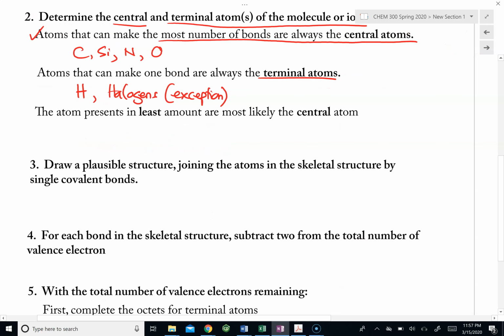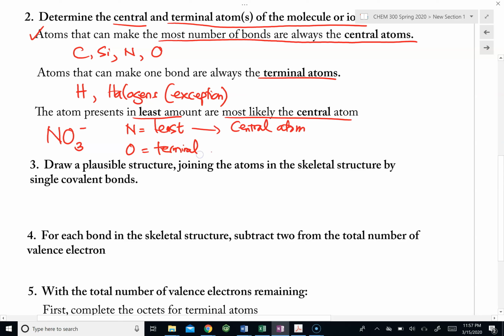The next guideline: the atom that is present in the least amount is most likely the central atom as well. So in our example of NO3, we have 3 oxygen and 1 nitrogen. The nitrogen is the element that we have the least of, and therefore it is the central atom. That makes the oxygen our terminal atom, and we have 3 of them.